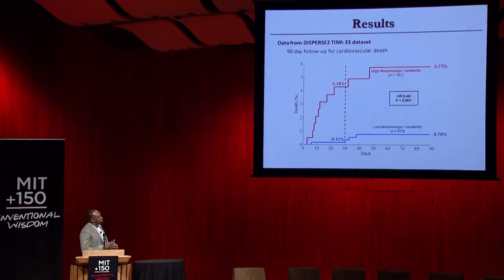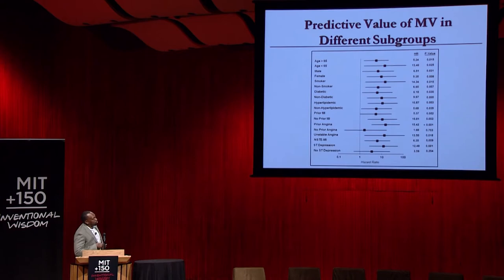And sure enough, if you take a group of patients who've had a recent cardiovascular event, which you call an acute coronary syndrome, or a myocardial infarction, or a heart attack, and you look at those patients that have a high morphologic variability, and you look at their rate of death as a function of time versus those that have a low morphologic variability, a high morphologic variability by itself predicts an almost 8- or 9-fold increased risk of death, right? With much of that occurring within the first 30 days post the event. So just the electrocardiographic data by itself, looking at subtle changes using sophisticated algorithms, gives you quite a bit of information for risk stratification. And that holds true in many different patient subgroups.